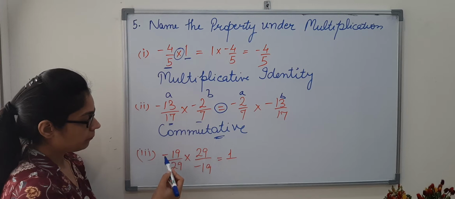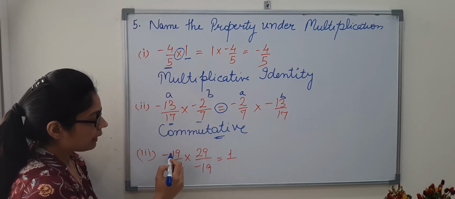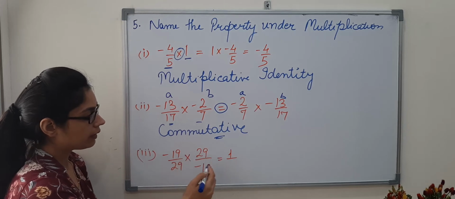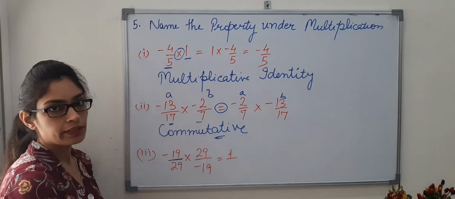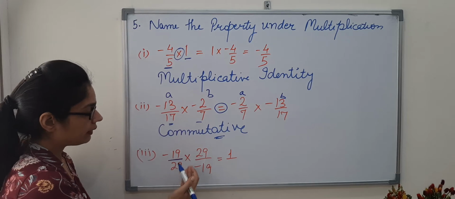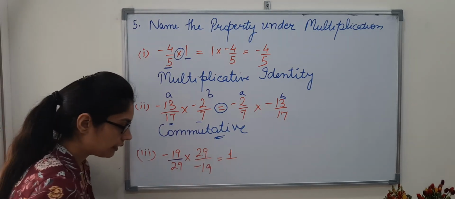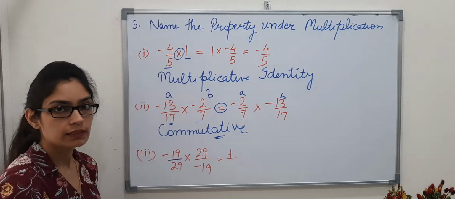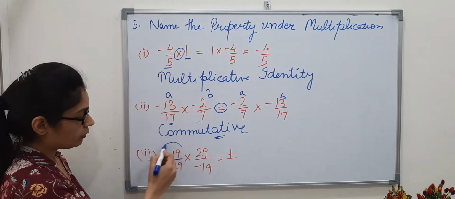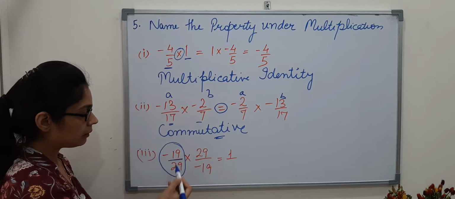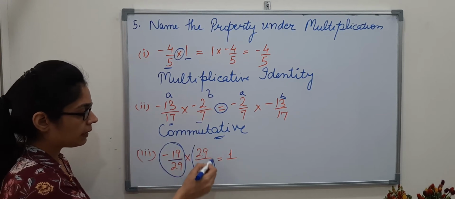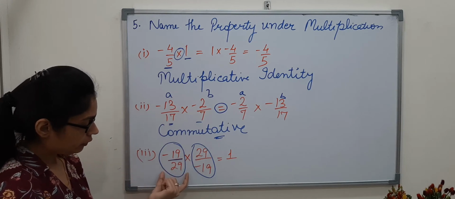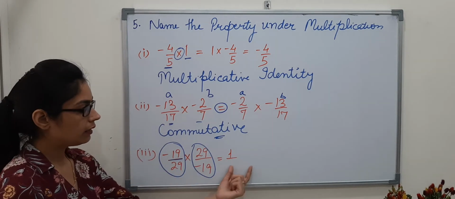Third part they are doing, this is minus 19 divided by 29 multiplied by 29. This is by, or divide, we can say. Minus 19 by 29 into 29 by minus 19 is equal to 1. See, in the previous question we have done the same thing. See, this is the original number, minus 19 by 29. Now they are multiplying the number with the reciprocal, 29 by minus 19. See, original number, reciprocal, and they are getting 1.